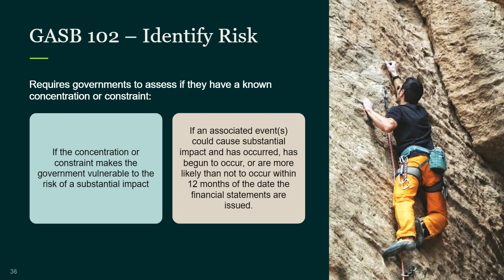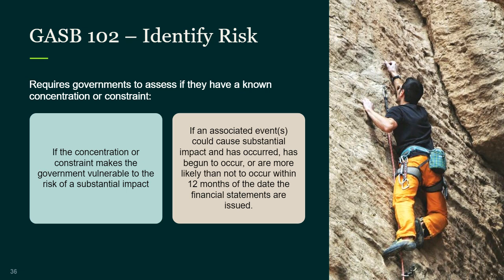So although GASB 102 is primarily a disclosure-only update, it does require governments to assess if they have known concentrations or constraints. A concentration may be a bit easier to identify, as it is a lack of diversity related to an aspect of significant inflow or outflow of resources. So think of a concentration of revenue from one source, or tax revenue concentrated from one employer. A constraint, on the other hand, is a limitation imposed by an external party or through formal action by a government's ultimate authority. This includes things like limitation of debt issuance or state laws limiting ability to raise taxes.